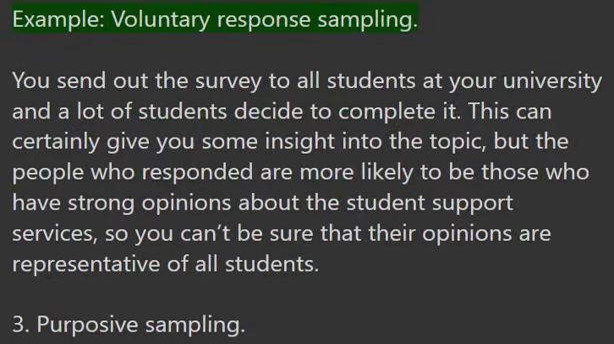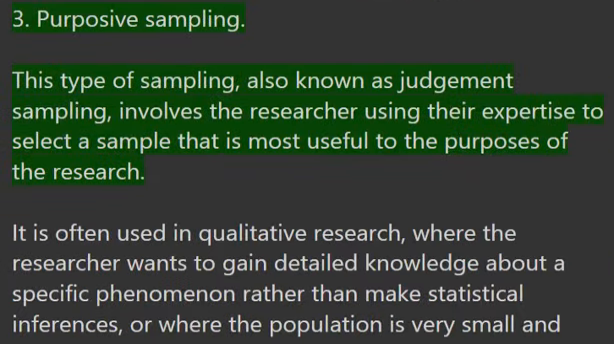Example: voluntary response sampling. You send out the survey to all students at your university and a lot of students decide to complete it. This can certainly give you some insight into the topic, but the people who responded are more likely to be those who have strong opinions about the student support services, so you can't be sure that their opinions are representative of all students.